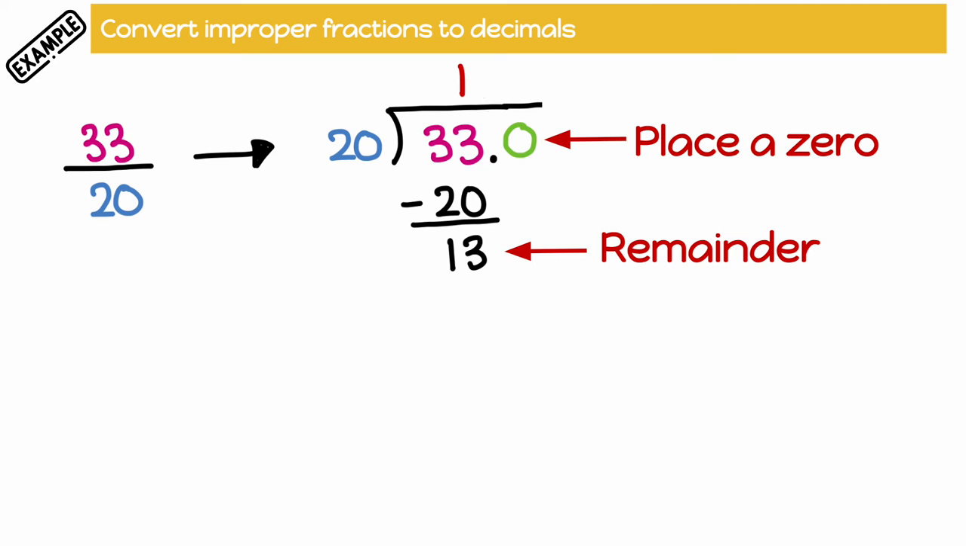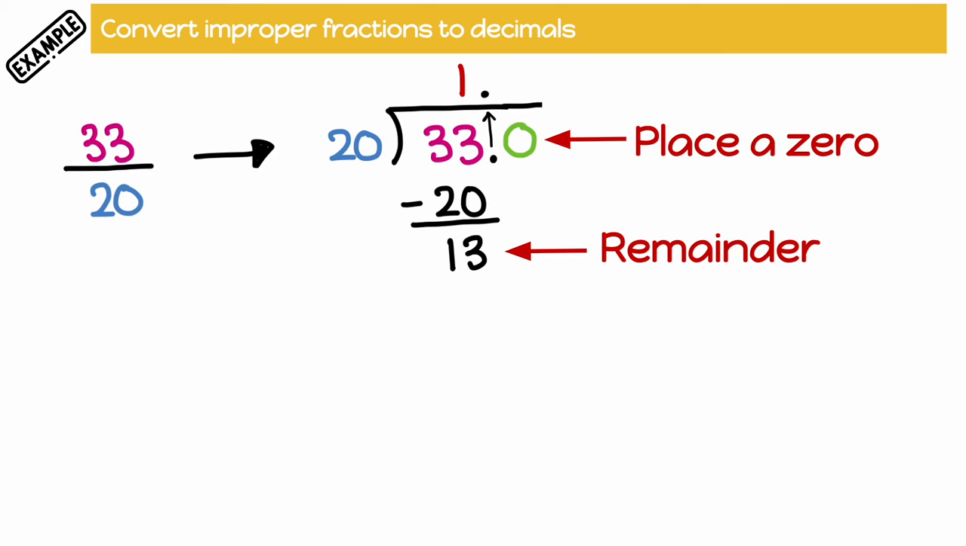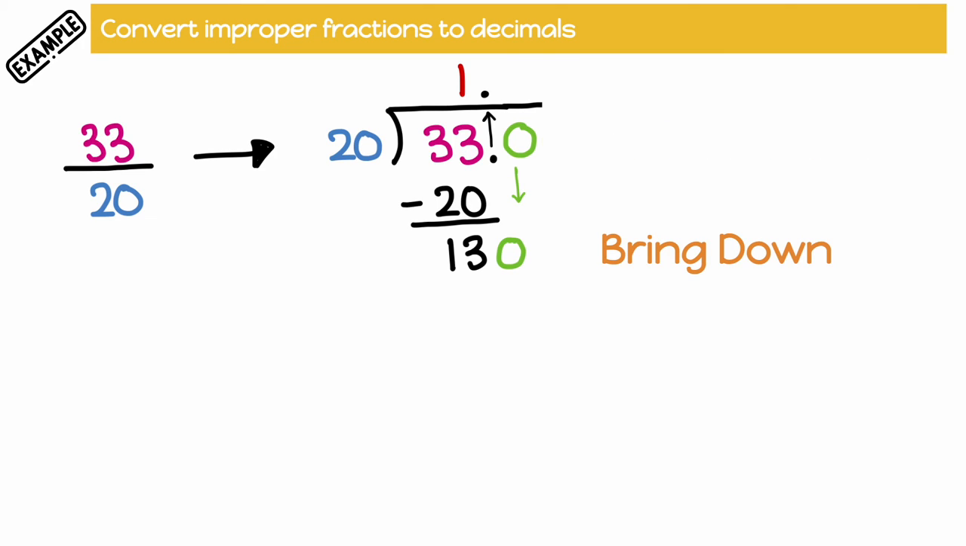And notice that it's 33.0. Why do we do this? Well, if we had 33.0000 forever, it would still be equal to 33. This way, it allows us to bring down. So notice beside my 1 on the top there, I have a decimal point because our answer is going to be a decimal number. So now that I can bring down a 0, I have 130.